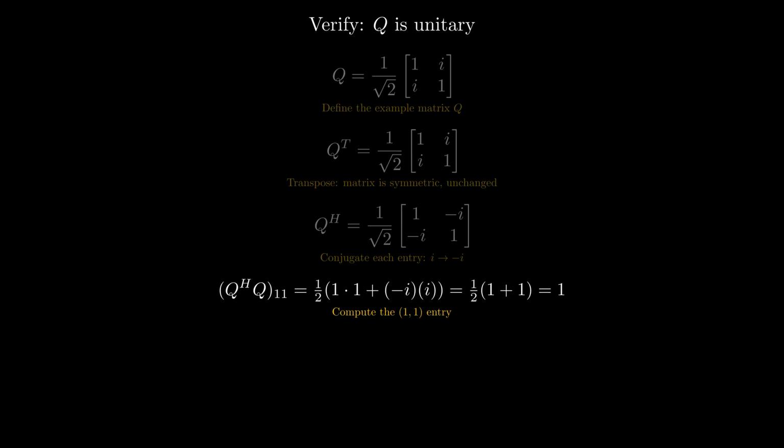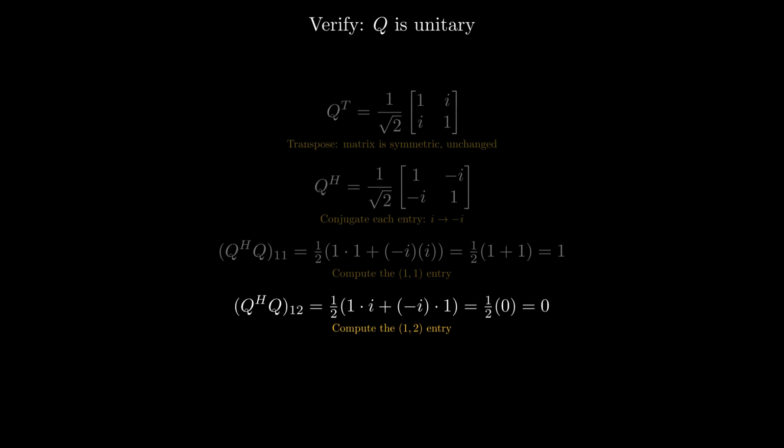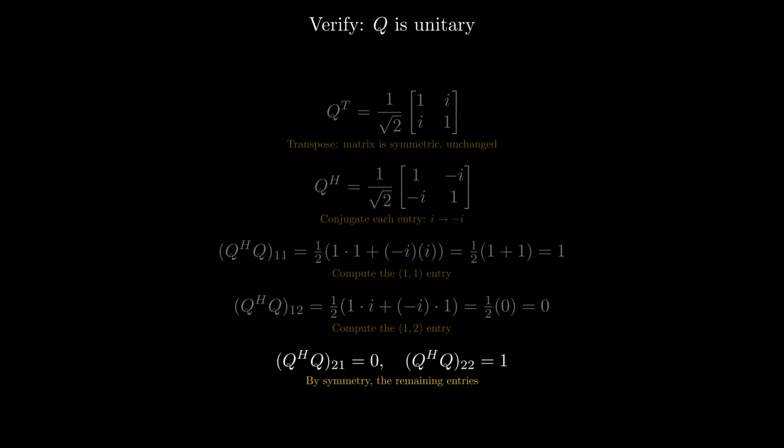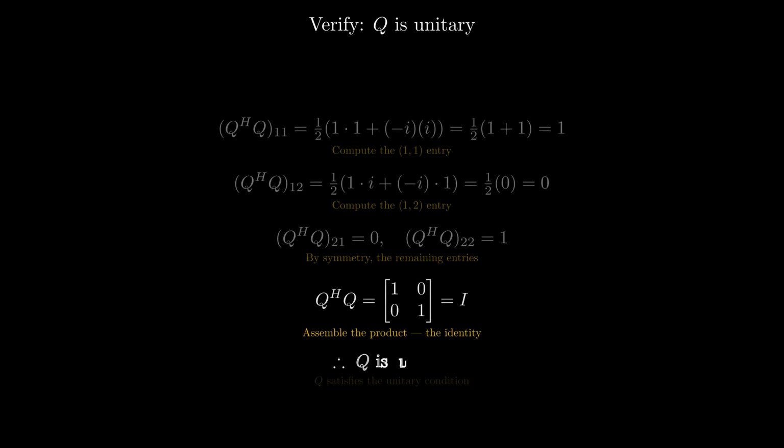Now multiply Q Hermitian times Q. For the 1,1 entry, we get 1 over 2 times the quantity 1 times 1 plus negative i times i, which is 1 over 2 times 1 plus 1, equals 1. For the 1,2 entry, we get 1 over 2 times the quantity 1 times i plus negative i times 1, which is 1 over 2 times 0 equals 0. By symmetry, the remaining entries give 0 and 1. The product is the identity matrix, so Q is unitary.